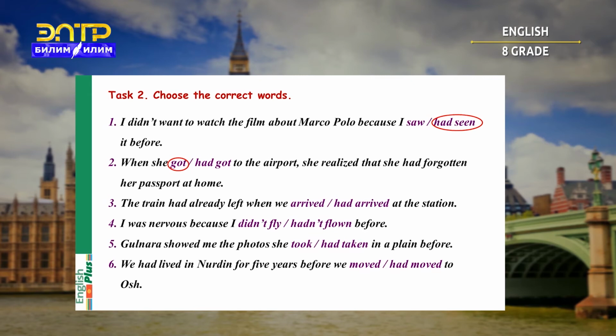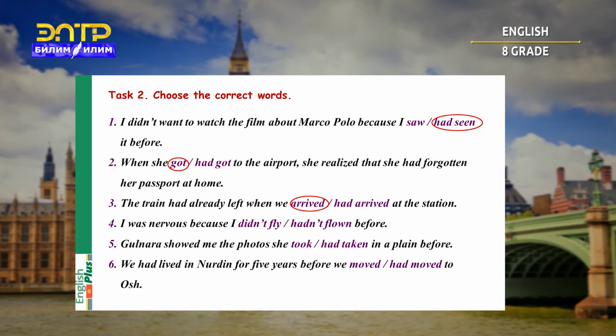Sentence number 3. The train had already left when we arrived at the station. First, the train had left, and only then we arrived at the station. So we should put the verb in past simple form.